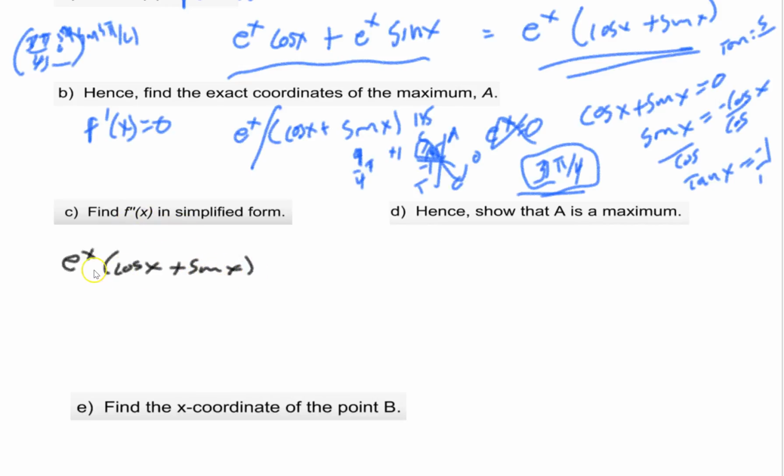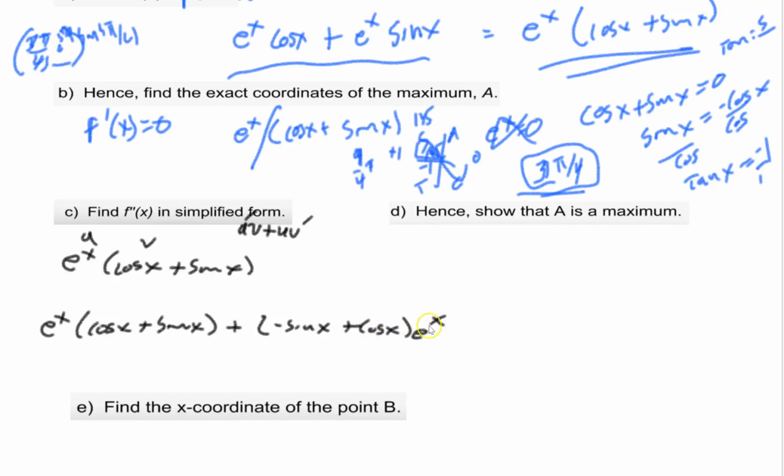So they might ask you to take the second derivative. It's another product rule. Here's my u, here's my v. The derivative of the first is e to the x times the second left alone. So I'm just going to do the product rule again: derivative of the first times the second left alone, plus the opposite, derivative of the second times the first left alone. The derivative of cosine is negative sine. The derivative of sine is positive cosine. And e to the x is e to the x.